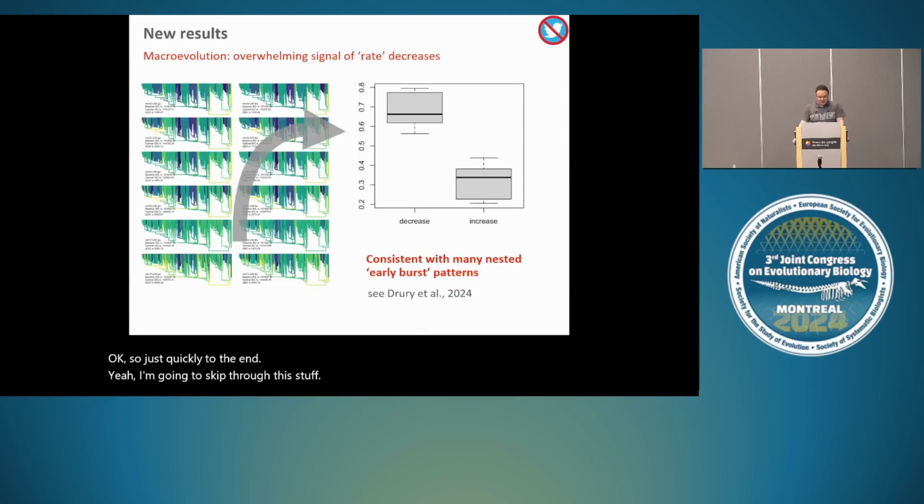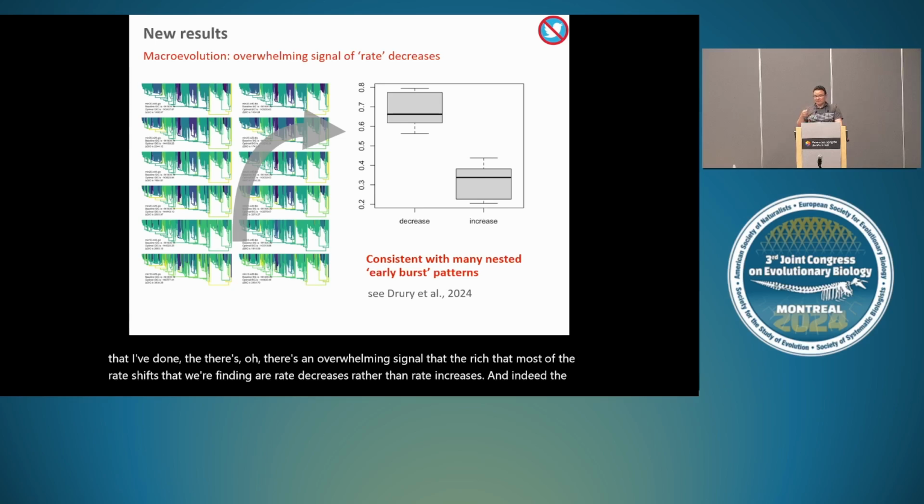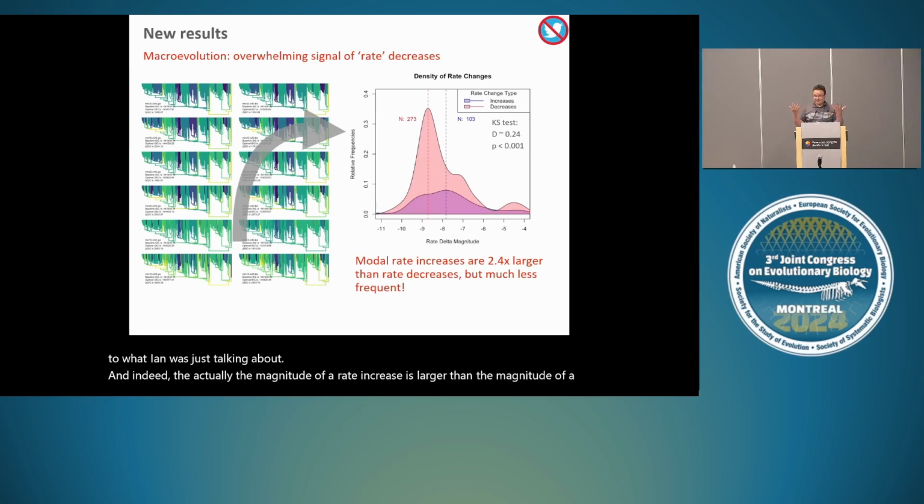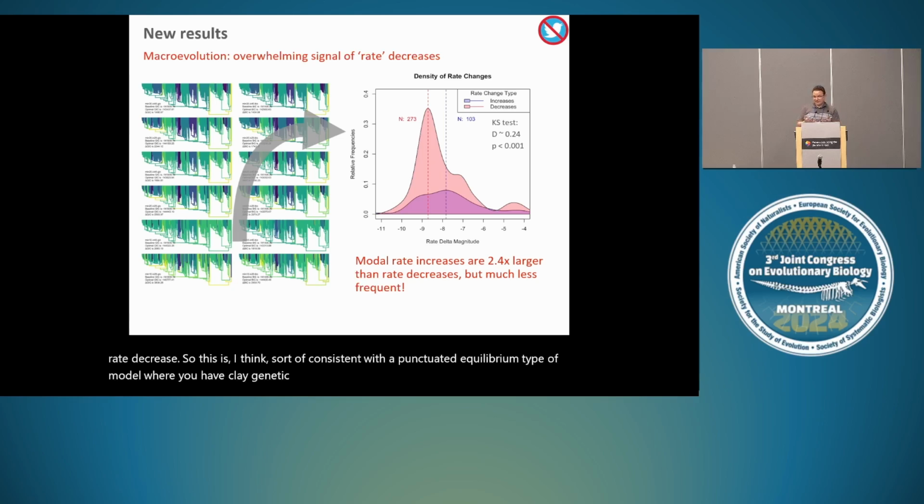Okay. All right. So we can actually look at the frequency of how often we have a rate increase and a rate decrease, and when we aggregate this across all the analyses that I've done, there's an overwhelming signal that most of the rate shifts that we're finding are rate decreases rather than rate increases. Indeed, the frequency of rate decreases is much higher than the frequency of rate increases, very similar to what Ian was just talking about. Indeed, the magnitude of a rate increase is larger than the magnitude of a rate decrease. So this is, I think, consistent with a punctuated equilibrium type of model where you have cladogenetic shifts. This is a kind of cladogenetic model, so I think it's consistent with that kind of framework.